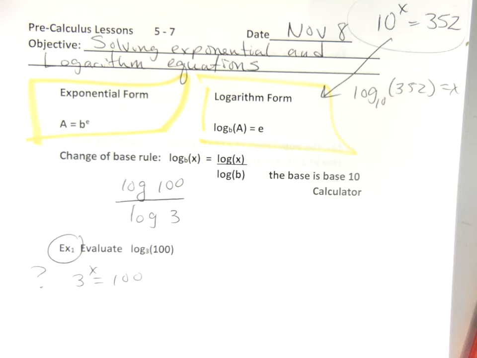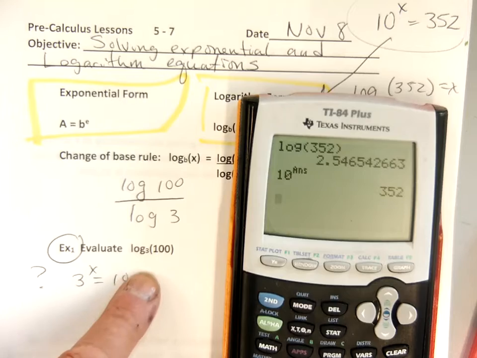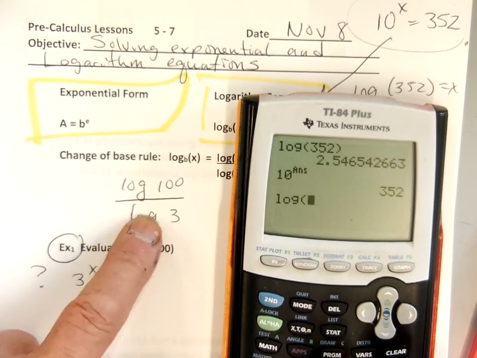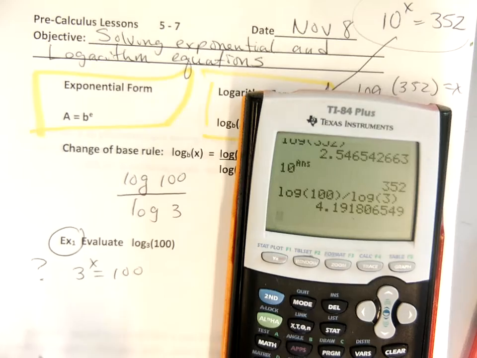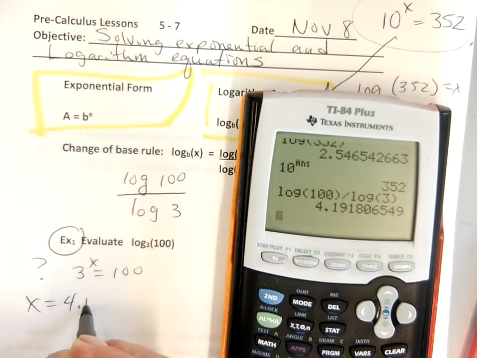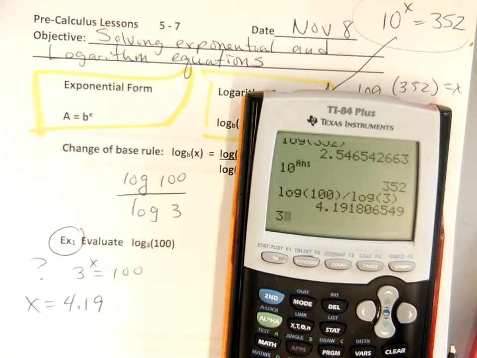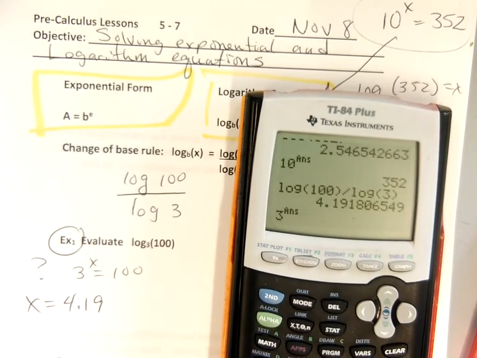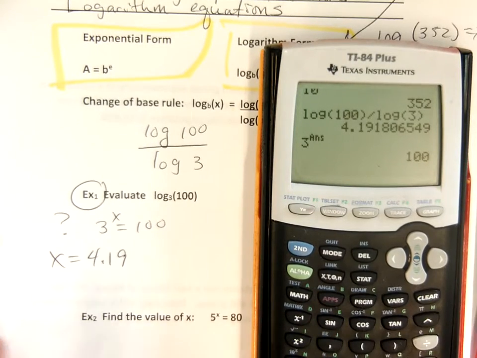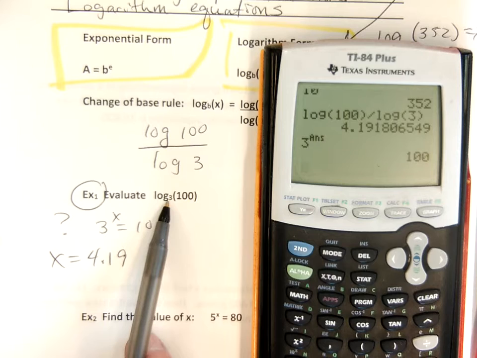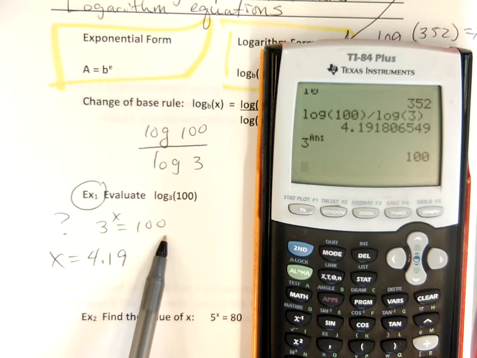So, and then, Lauren, I'm going to show you where the button is, okay? So then I can go log of 100 divided by log 3, and I get an answer of about 4.19, okay? About 4.19, or 3 to that power should equal 100, okay? How am I doing? So what I really found, this expression really says 3 to what power equals 100? What's about a 4.19?